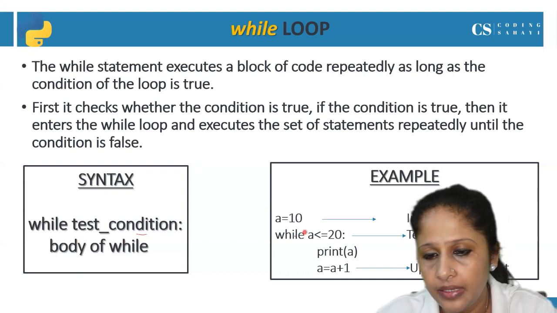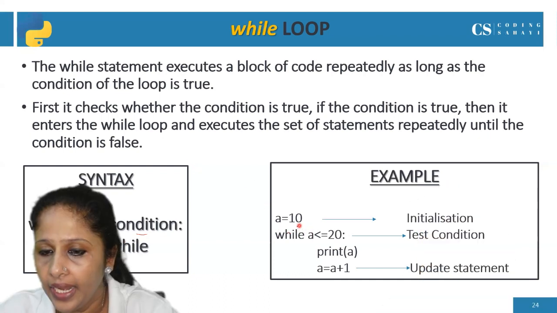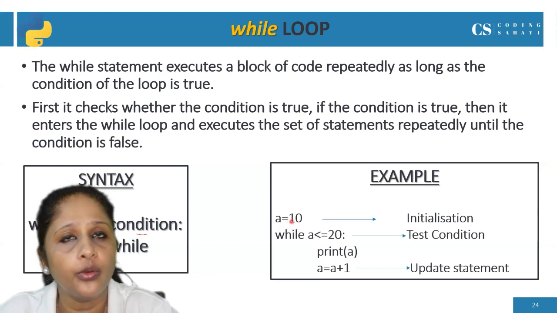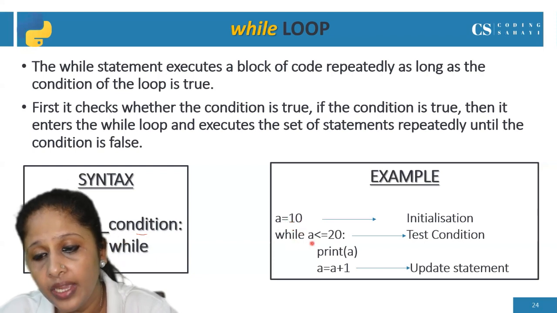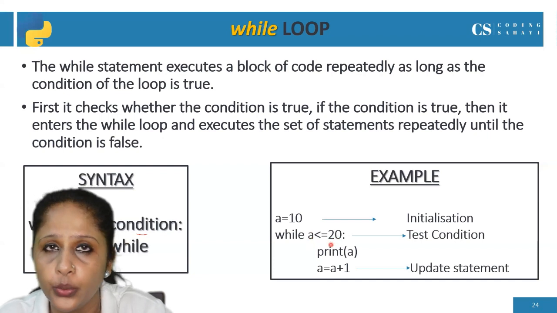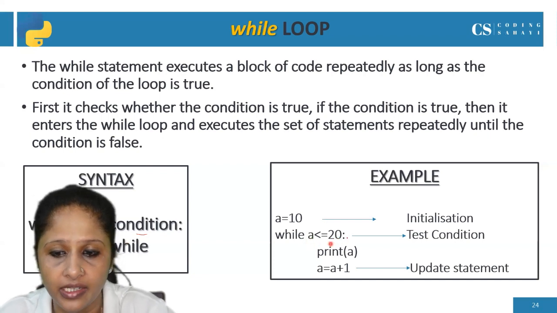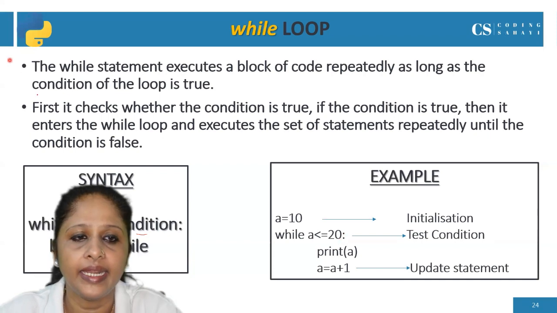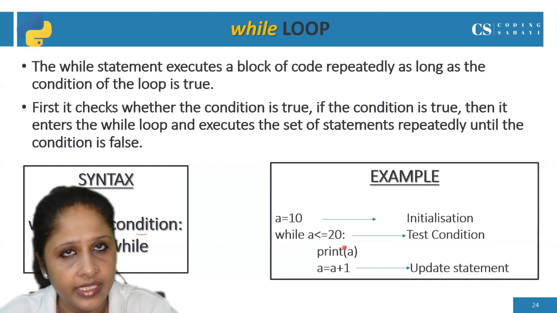Let's see an example. See here, I have given a equal to 10. So the initial value of a is 10. Then while a less than or equal to 20, that means 10 less than or equal to 20. That is the condition we are checking here. Okay, is it satisfied? Yes, it is satisfied.